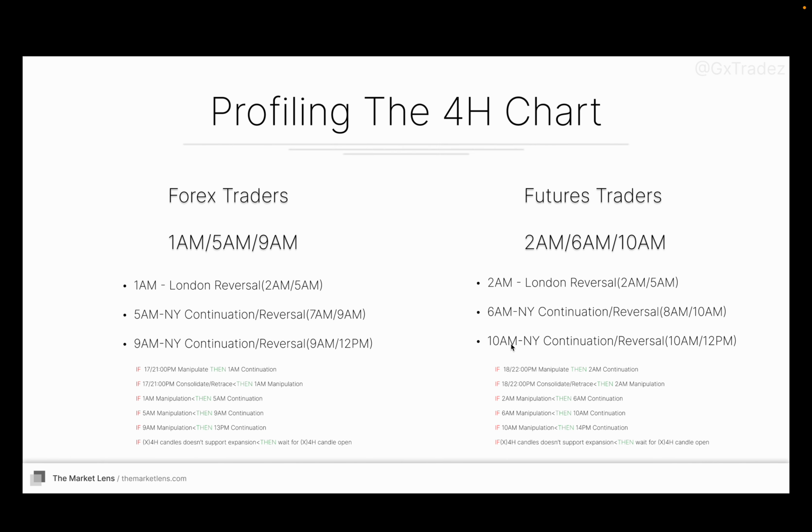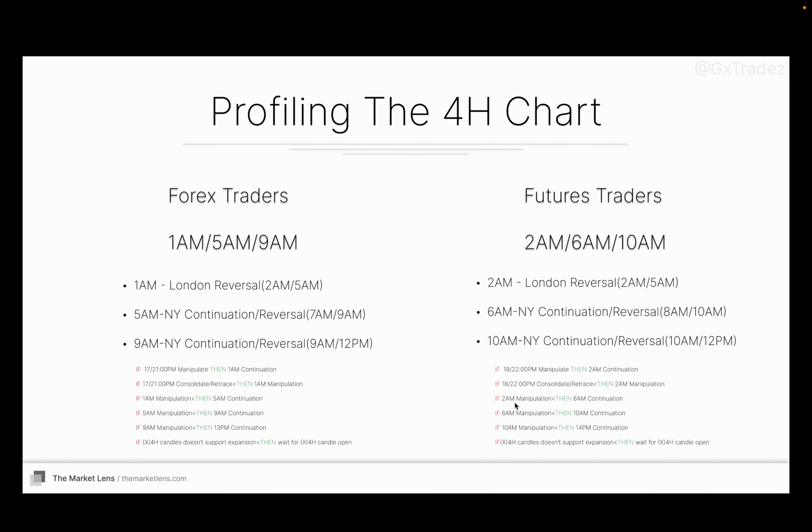And the 10 a.m. candle, continuation versus reversal, we're going to be focusing on the hours of 10 a.m. to 12 p.m., right? I don't really care about 12 p.m., 1300. I don't care about that, right? So really, you're only focused on 2 hours. You're only focused on the last half of the 6 a.m. candle and the first half of the 10 a.m. candle, right? So really, you're trading for like 4 hours a day, you know? That's really all you're trading.